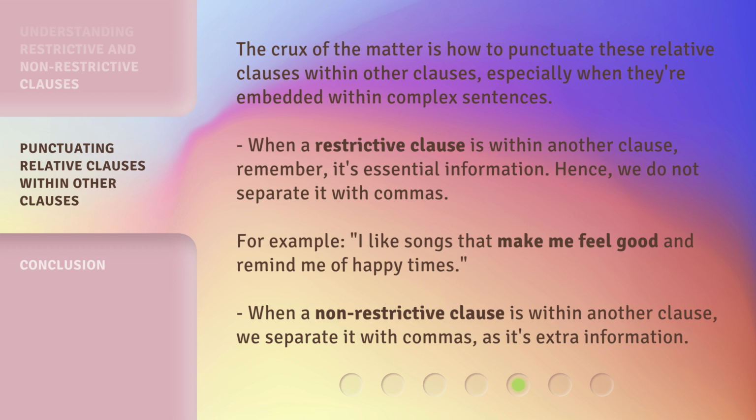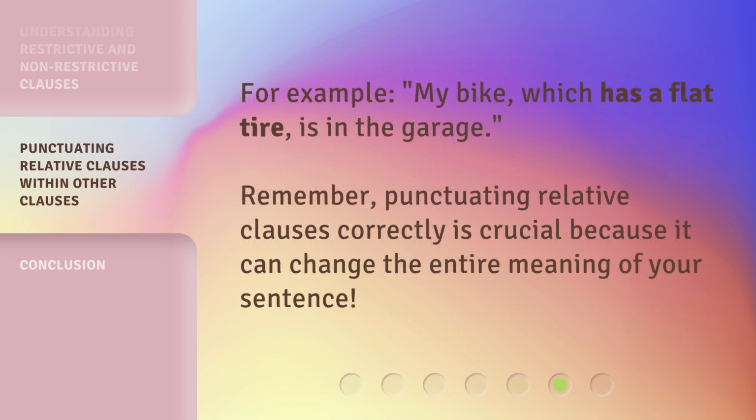When a non-restrictive clause is within another clause, we separate it with commas, as it's extra information. For example, my bike, which has a flat tire, is in the garage. Remember, punctuating relative clauses correctly is crucial because it can change the entire meaning of your sentence.